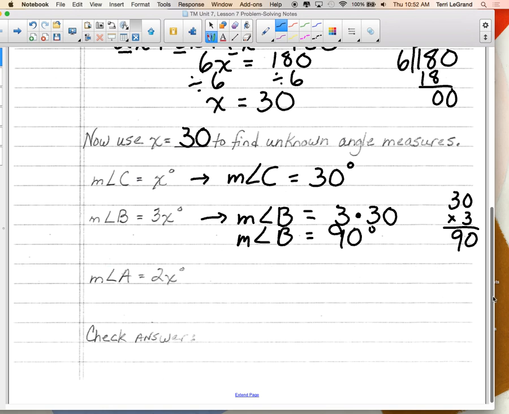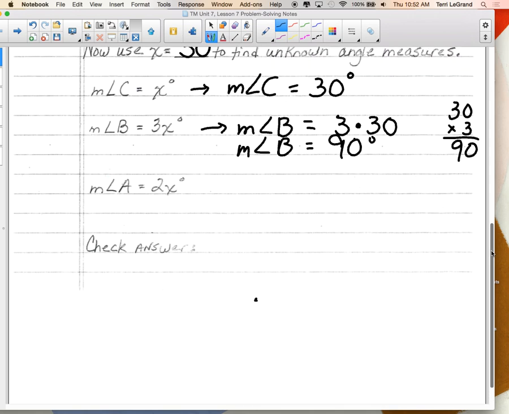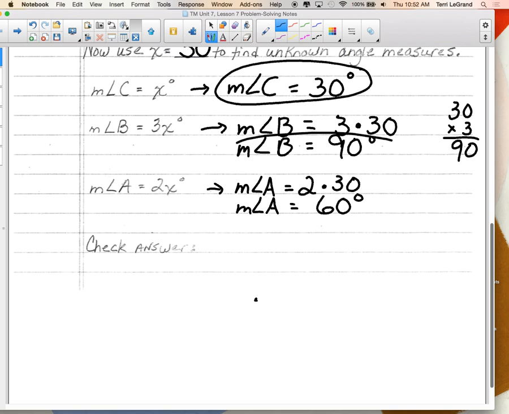Okay, you do angle A. You find the measure of angle A. What'd you get? 60. And what are they? Degrees. Okay, let's circle all of those. Here are our 3 angle measures that we did not know, other than we knew they were x, 2x, and 3x.